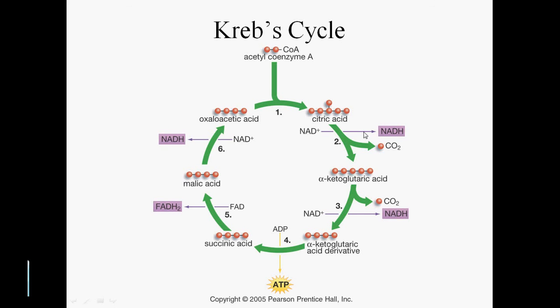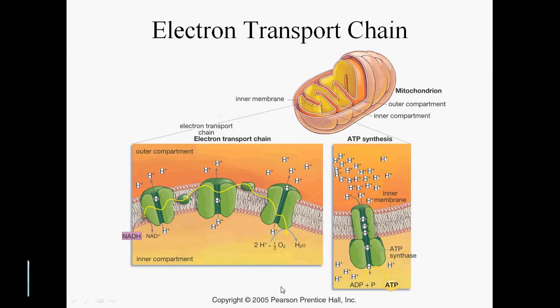So as you can see here, the products of the Krebs cycle, what goes in? Well, the reactant in the Krebs cycle is acetyl coenzyme A. What goes out? 6 NADHs, 2 FADH2s, and 2 ATP.